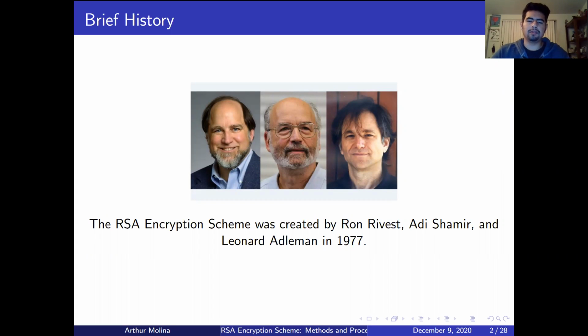The RSA encryption scheme was invented by three people. Those three people are Ron Rivest, Adi Shamir, and Leonard Adleman, and they invented the RSA encryption scheme in 1977 while they were students at MIT.